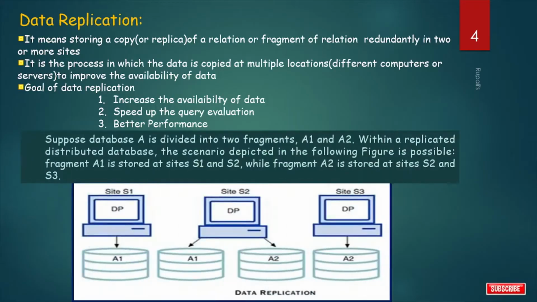Take one example. Suppose database A is divided into two fragments. One is A1, another is A2. Within a replicated distributed database, this scenario is depicted in this figure. See, fragment A1 is stored at site S1 and site S2. For S1 there is the A1 fragment and for site S2 there is also the A1 fragment. While fragment A2 is stored at site S2 and site S3. So this is an example of data replication.